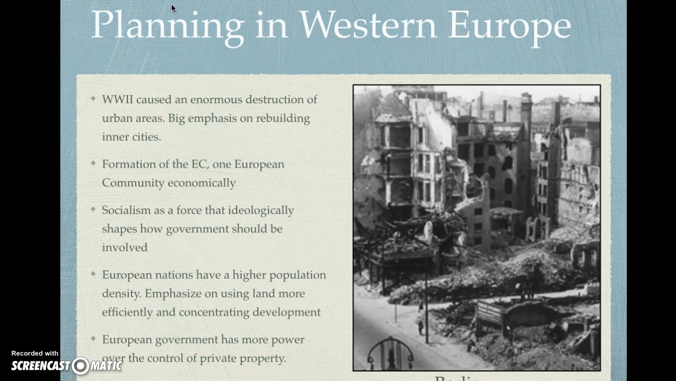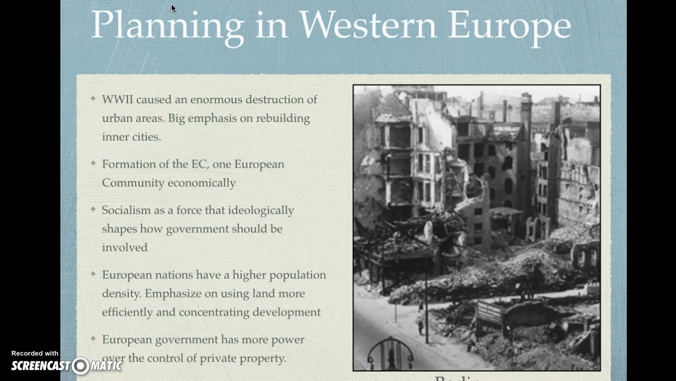Also geographically, European nations have a higher population density. So there's just more people in a smaller space. I mean, that's the reality of it. So there's a lot of emphasis on using land more efficiently than we do here in America and concentrating development. When we talked about early America and urbanization, urban planning came out of some of the troubles we had with urban concentration and density. And so in Western Europe, they've focused more on using land efficiently, concentrating development. And what this means is that you don't have as much of the urban sprawl, suburban thing in Europe that we have in America.